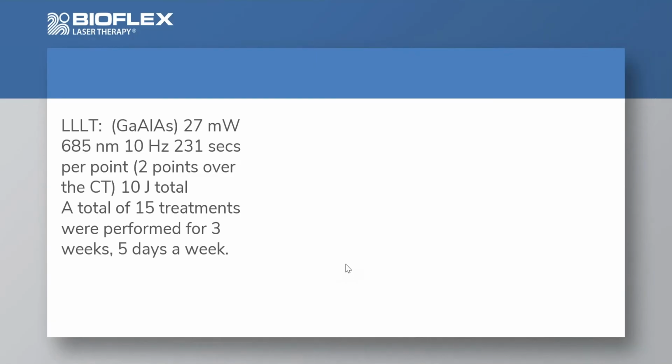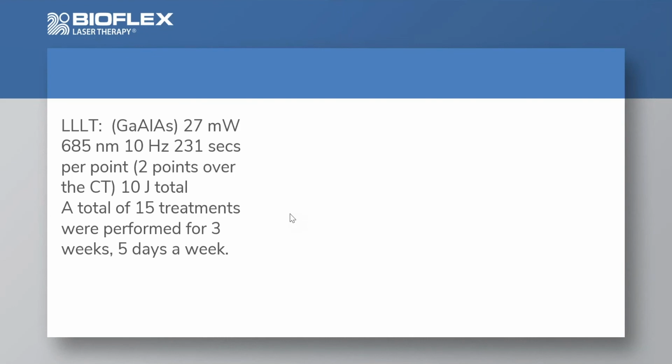The laser that they used, interestingly enough, was a red wavelength, gallium aluminum arsenide, 27 milliwatts, 10 cycles per second. So they were pulsing it. That's also interesting. I should mention that there's some research to indicate that if you're treating nerves, lower frequencies like 10 hertz, 30, 20, 40 in that range seem to be more effective. So keep that in mind when you're treating nerves.